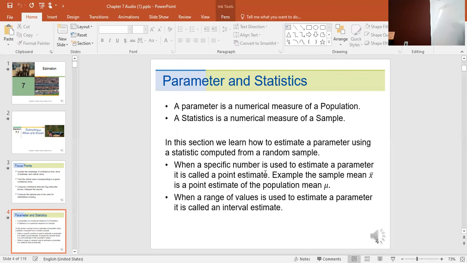Or we can speak about an interval estimate. Here we can say that the proportion of head to tail of a fair coin should be between 0.45 and 0.55, for example. That is a range between 0.45 and 0.55. We are going to learn how to determine it the right way, but this is just an example of what I call a range. It is a range of values used to estimate a parameter.